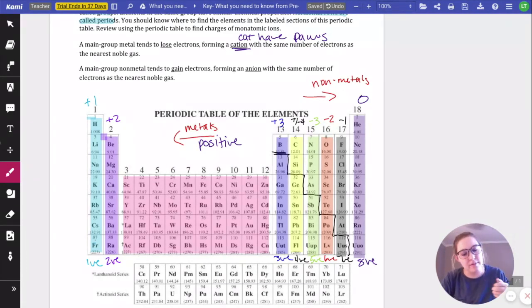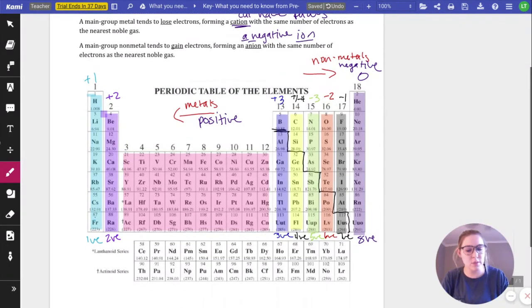It's always going to have the same number of electrons as the nearest noble gas. And then nonmetals tend to form anions, so they're going to be negatively charged typically. I always think of anion as a negative ion. And again, same number of electrons as the nearest noble gas.